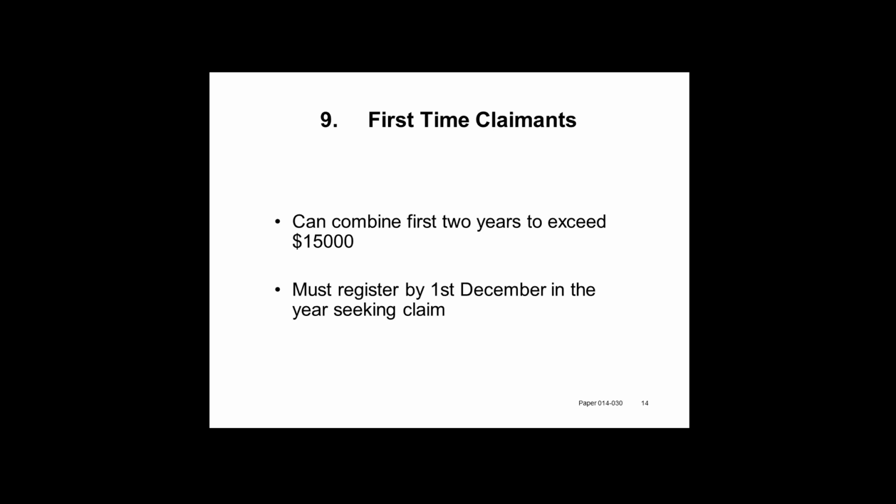First-time applicants or claimants can in fact claim their minimum expenditure over a 2-year period. So if someone spent $8,000 in the first year and $10,000 in the second year, that's a total of $18,000. They exceed the $15,000, so they'd be entitled to a grant of $9,000.